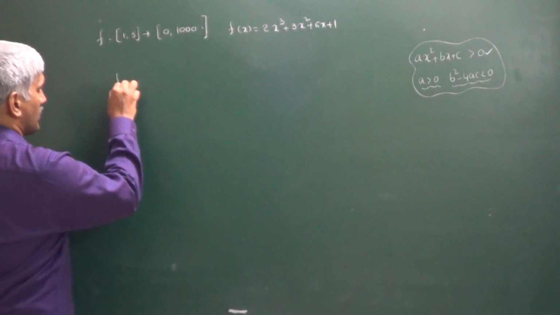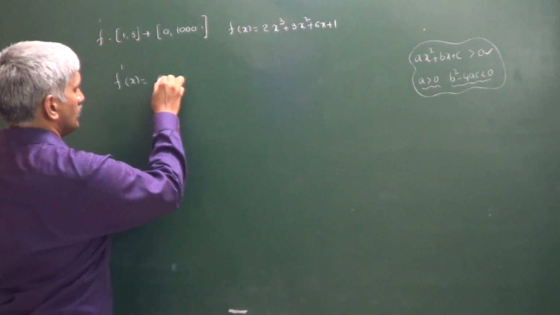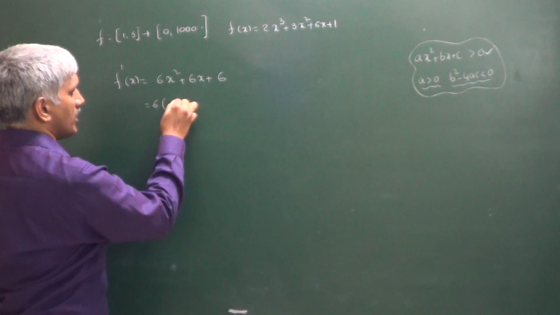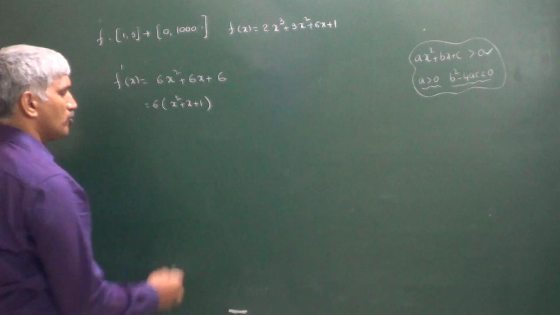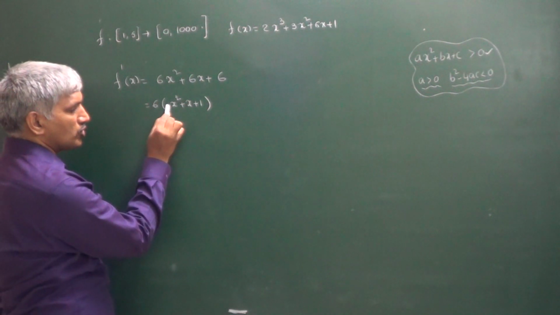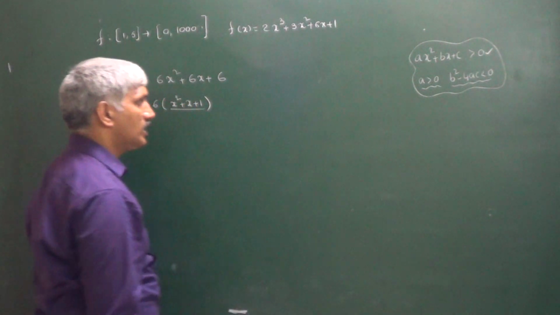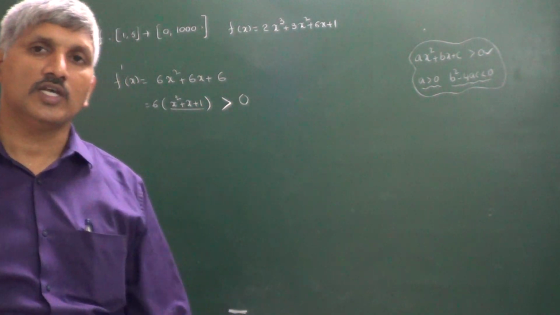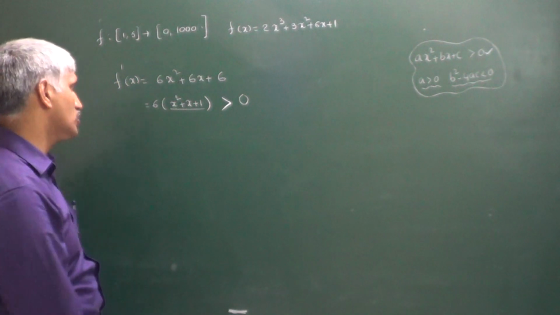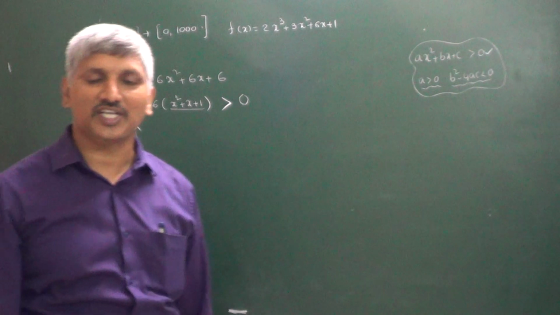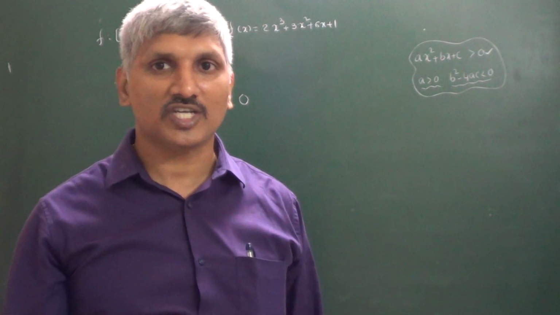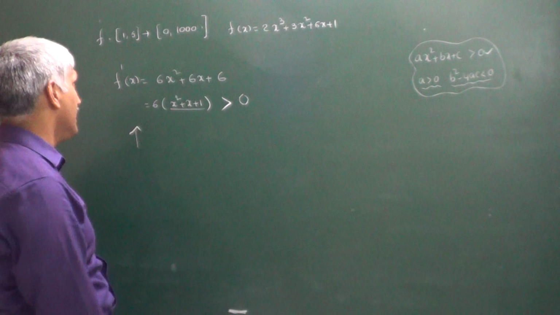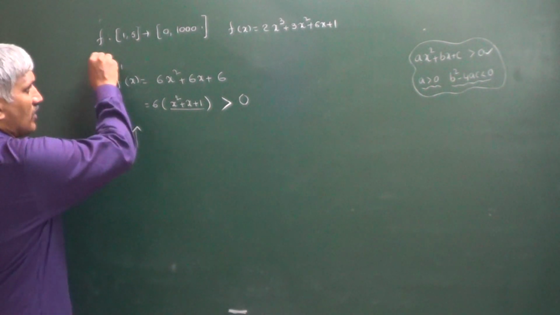Let's check here. F dash of x, find out. F dash of x is equal to 6x square plus 6x plus 6. Now if you take 6 common, we are getting x square plus x plus 1. Now you can observe here the x square coefficient is positive, and at the same time b square minus 4ac is less than 0. That's why we can say this expression is always greater than 0. F dash of x greater than 0 means the function is a strictly increasing function. When the function is strictly increasing, no doubt it is a 1-1 function. Function is a 1-1 function we got.